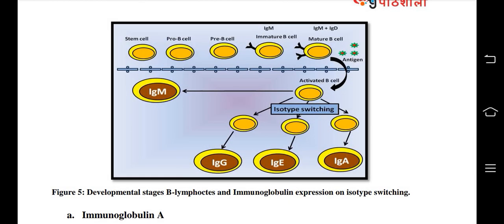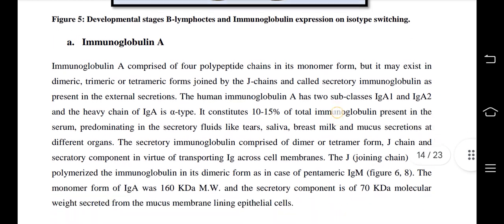Stem cell, pro B cell, pre B cell, IgM, immature B cell, IgM plus IgD, mature B cell, activated B cell, isotype switching, IgG, IgE, IgA, IgM. Then immunoglobulin A.